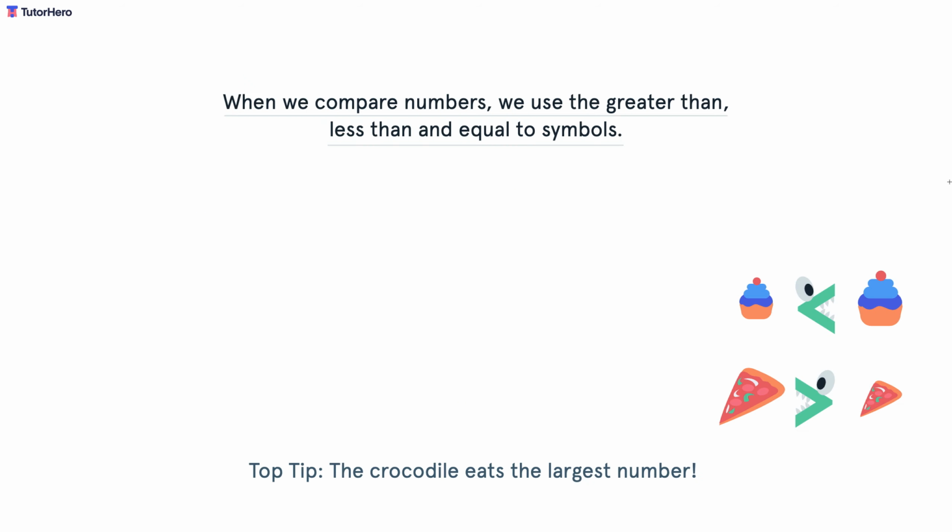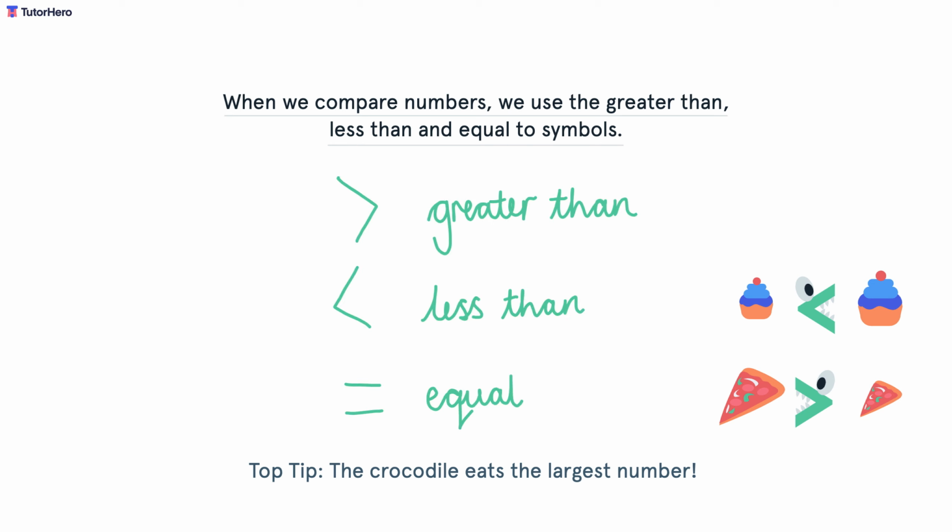When we compare numbers, we use the greater than, less than, and equal to symbols. Here are the symbols: greater than, less than, and equal to. A top tip is to remember that the crocodile always eats the largest number. The crocodile whose mouth is always open is facing the largest number.